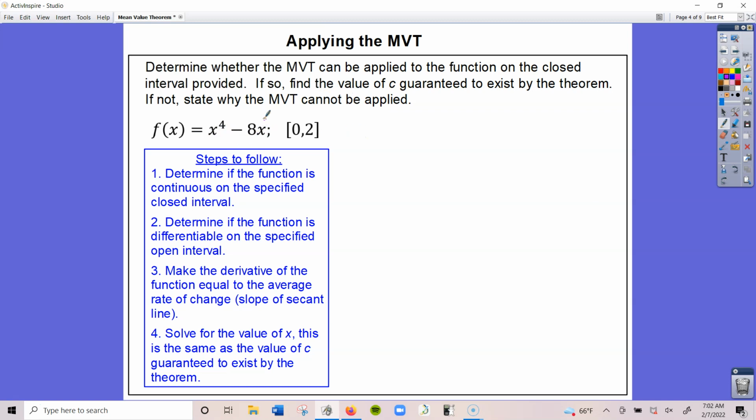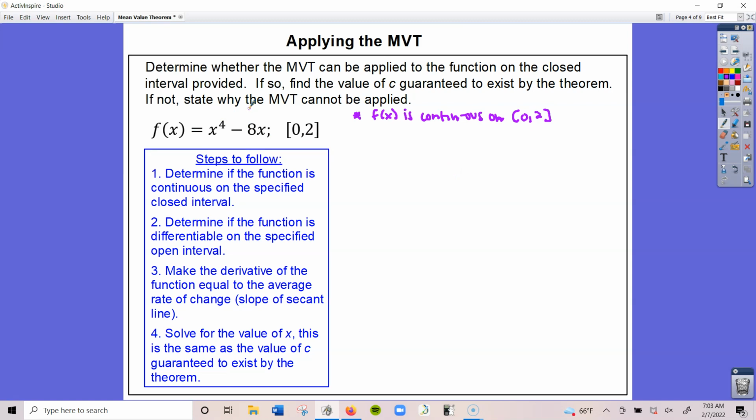First of all, when we look at this function, x to the fourth minus 8x, this is a polynomial function. All polynomial functions are always continuous everywhere. Therefore, we would state here that f of x is continuous on the interval 0 to 2.